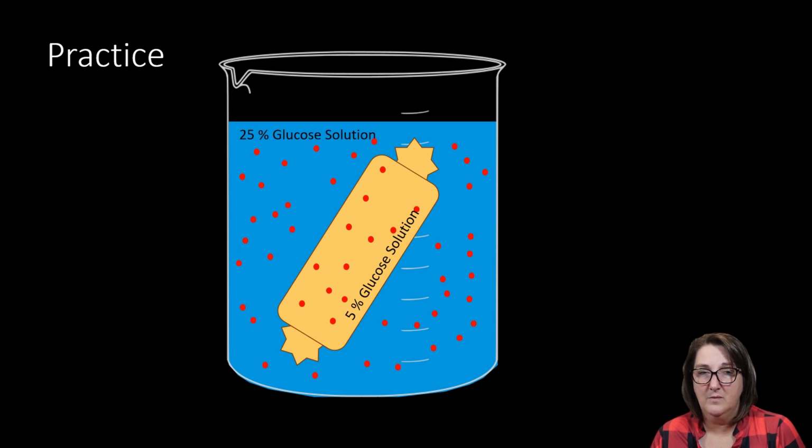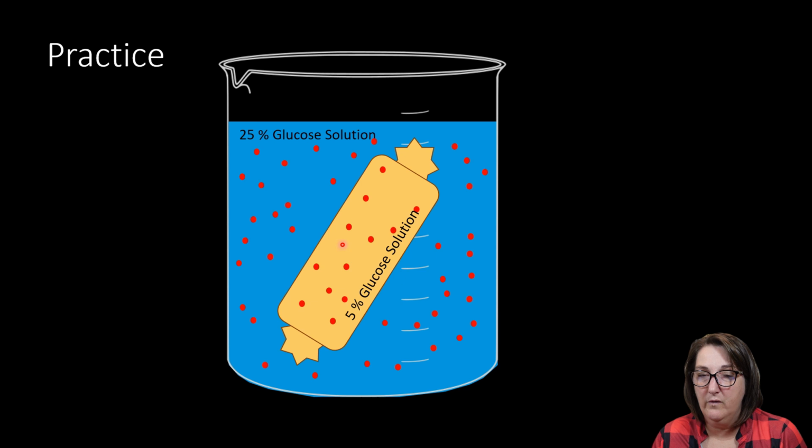So now let's look at this one. I have 25% glucose. I have 5% glucose. If the glucose could pass through the bag, what direction would it go? I have a higher concentration here. I have a lower concentration here, so glucose would go into the bag. If I'm looking at water, I have 75% water. I have 95% water. So I have more water inside the bag.